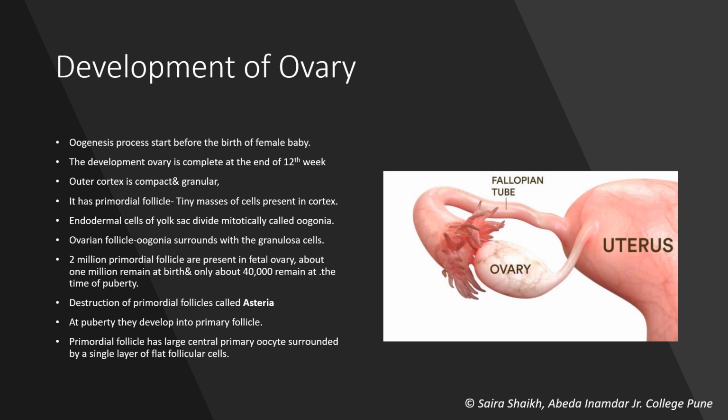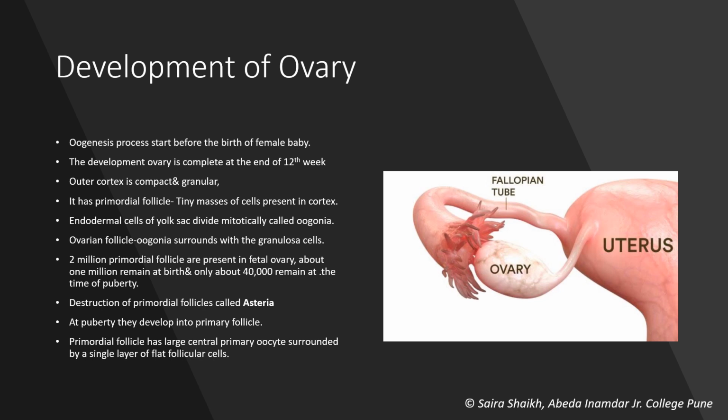The outer cortex of the ovary is compact and granular. It has primordial follicles. Primordial follicles are tiny masses of cells present in the cortex region. Endodermal cells of the yolk sac divide mitotically and produce oogonia. Oogonia are the structures that later form the ovarian follicle. The ovarian follicle is formed by follicular cells and granulosa cells.